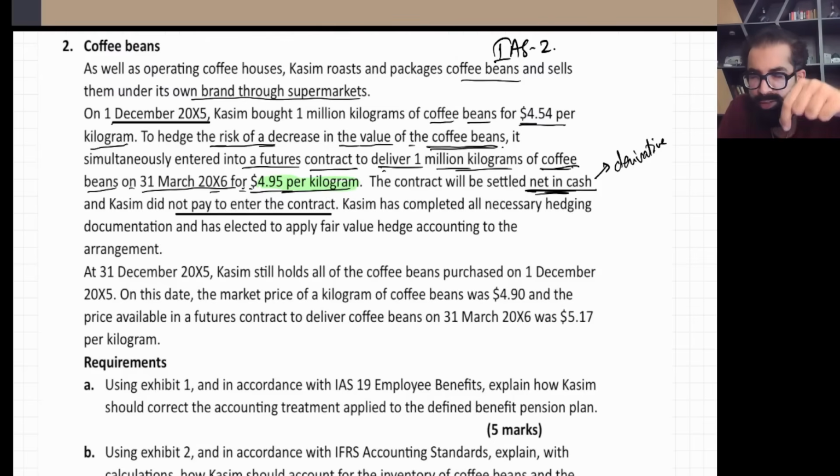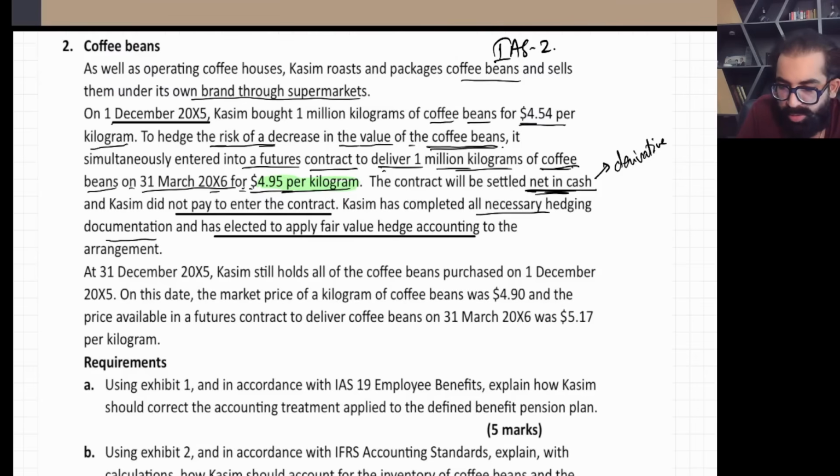So right now, on 1st December X5, we are not going to recognize anything for the hedging instrument at first, because we have paid nothing. Qasim has completed all necessary hedging documentation and has elected to apply fair value hedge accounting to the arrangement. Okay, so all conditions for hedge accounting are met.